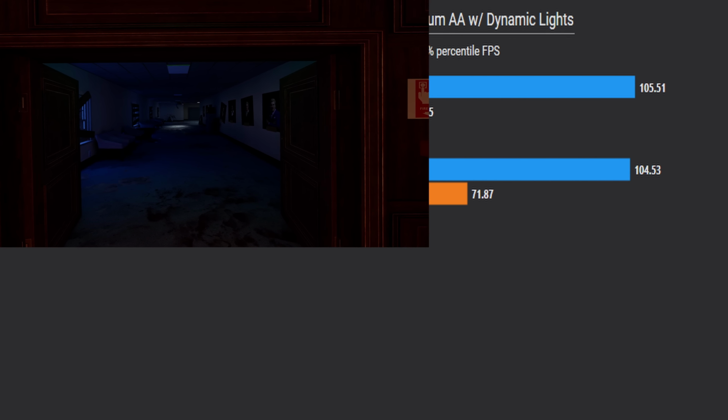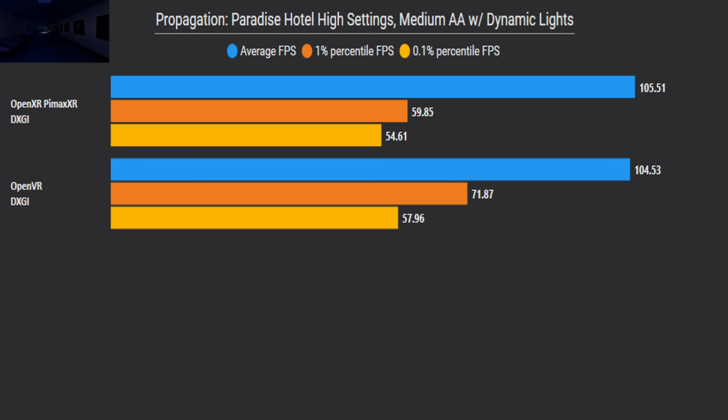And now we move on to Propagation Paradise Hotel, which did launch with OXR via SteamVR, but I could not get any of the bindings to work for the life of me, even after fiddling around for a good 40 minutes, so I couldn't run my benchmark. So this is OVR versus PimaxXR only, and it's another knockout for OVR.